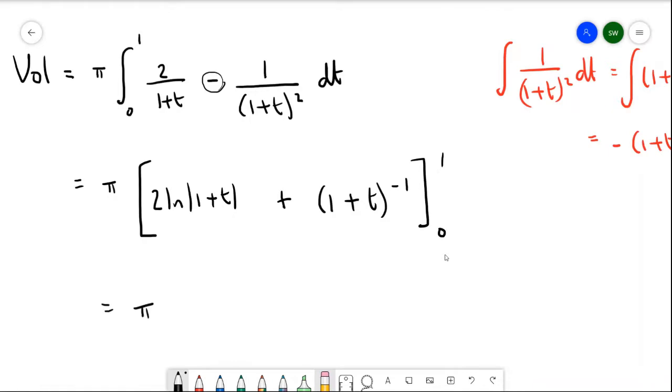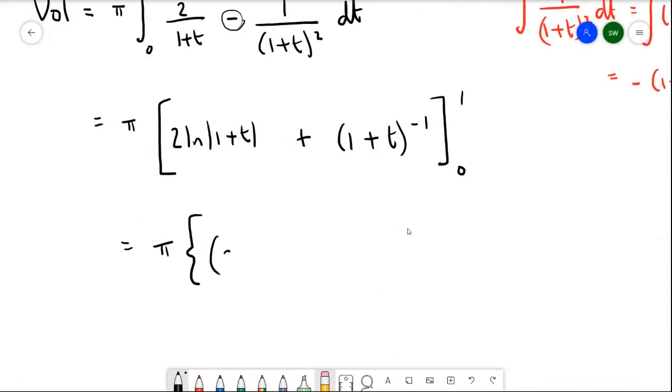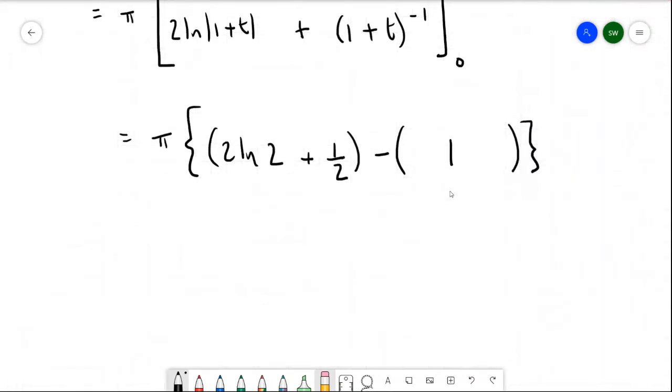So if I sub in the top limit, let's leave the pi on the outside. If we sub in the top limit, we're going to have 2 log 2 and plus a half. And then we need to subtract what we get if we sub in 0. So if we sub in 0 into this first term, you're going to get 0. And here we're going to have 1. So if we simplify this, we're going to have pi multiplied by 2 log 2, a half minus 1 is minus a half.